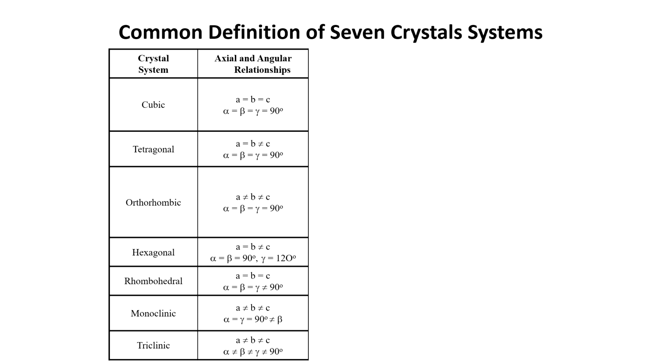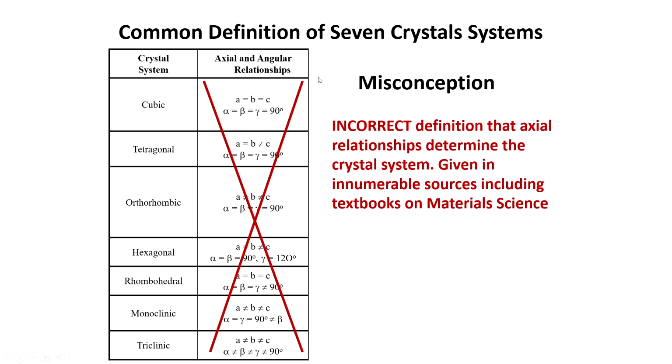In fact, this is perhaps one of the biggest misconceptions present in a very large number of books as well as publications, and this is what I call a big misconception. And what is the misconception? That this is an incorrect definition, that axial relationships determine the crystal system, and as I said, it is given in innumerable sources including textbooks on material science.